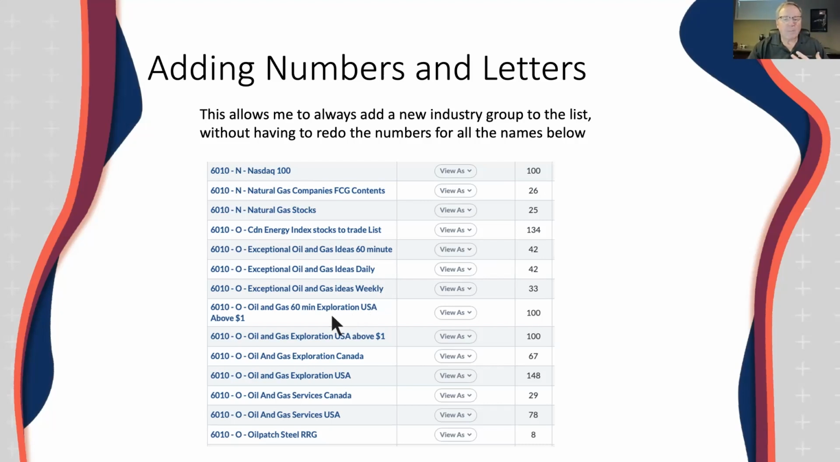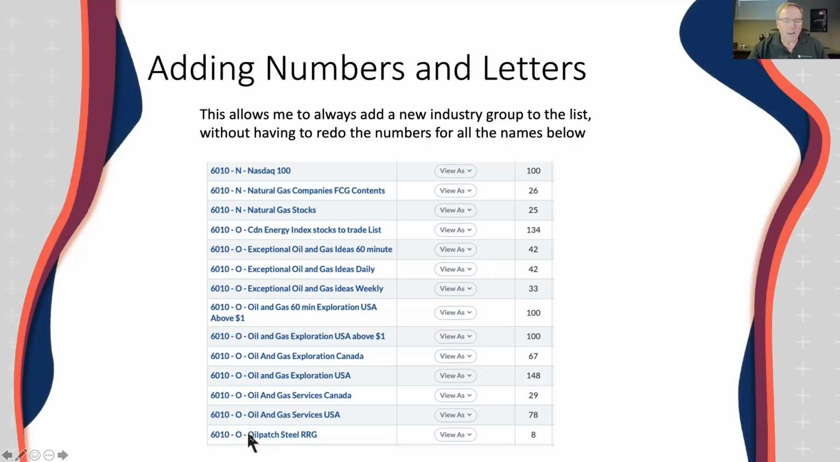And then I might only want to look at stocks above $1. So that's a shorter list than all of the oil and gas exploration stocks in the US. So it's just a way of saying, do I want to trade penny stocks? Probably not today. So I'm going to move up and I'm going to go to stocks at a higher level.